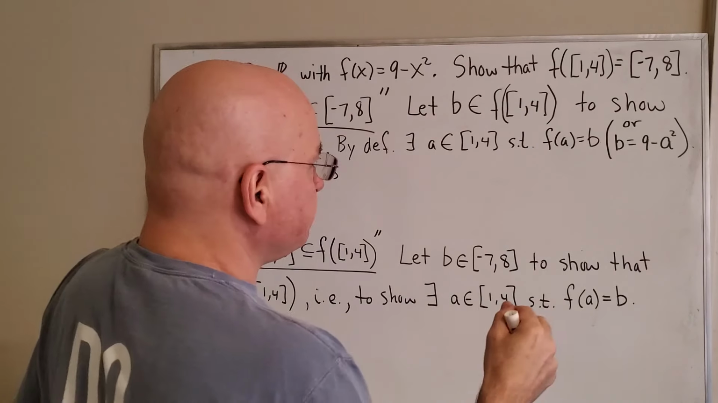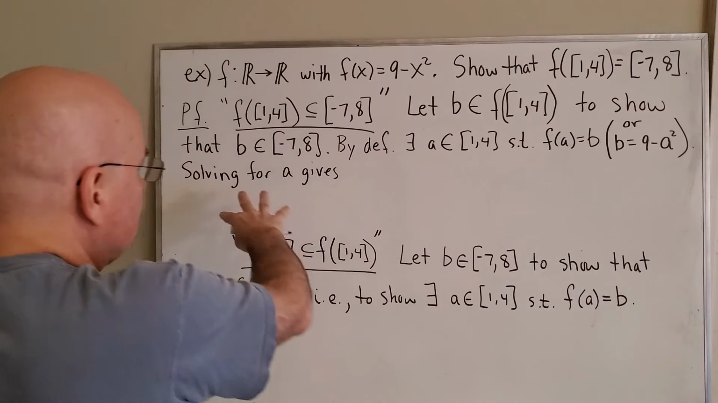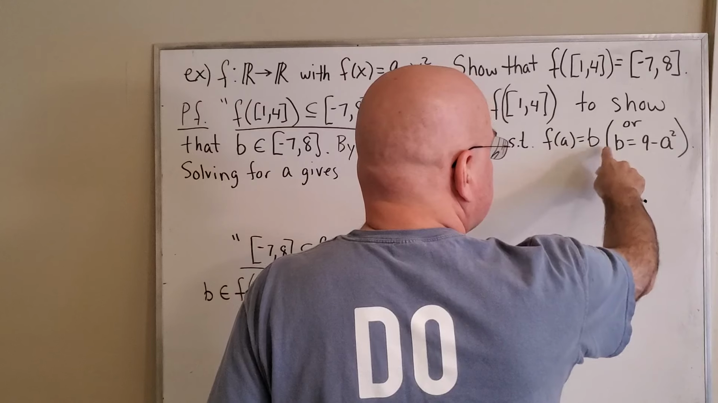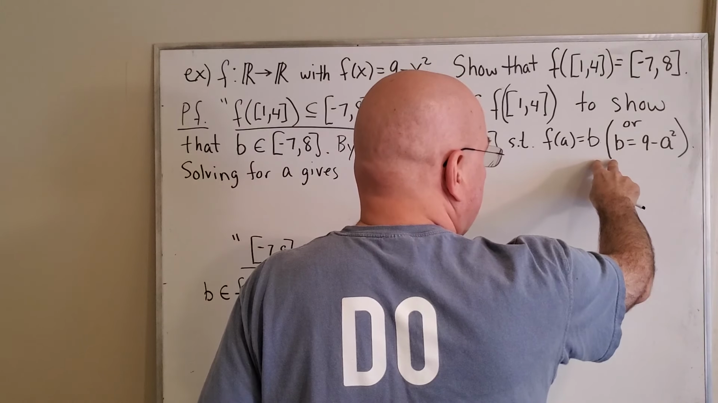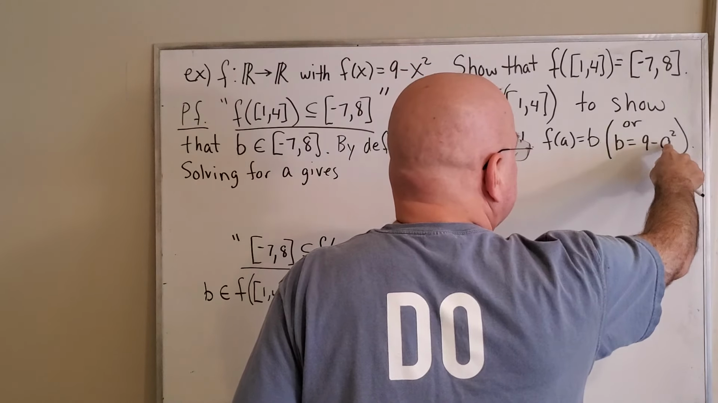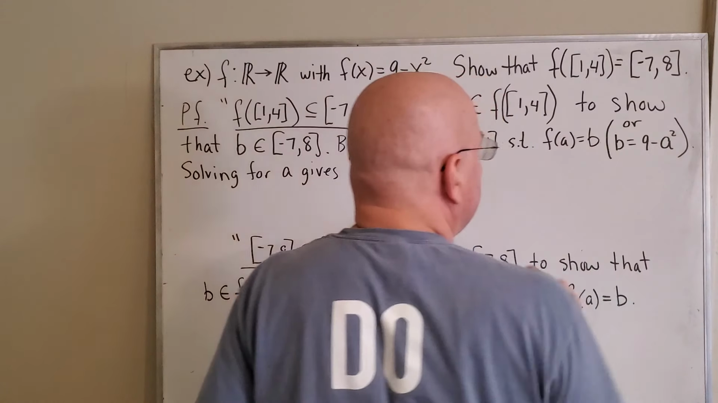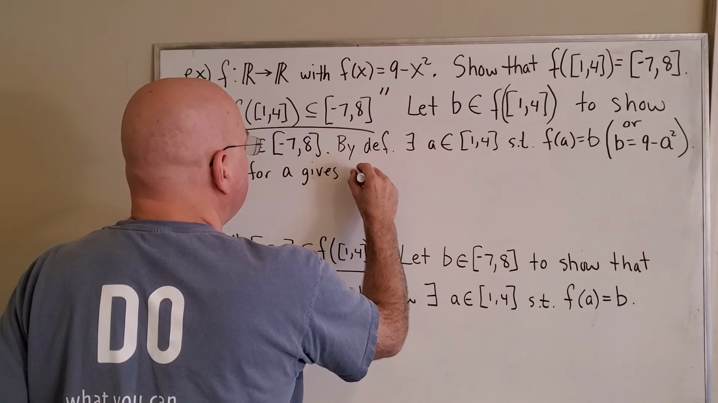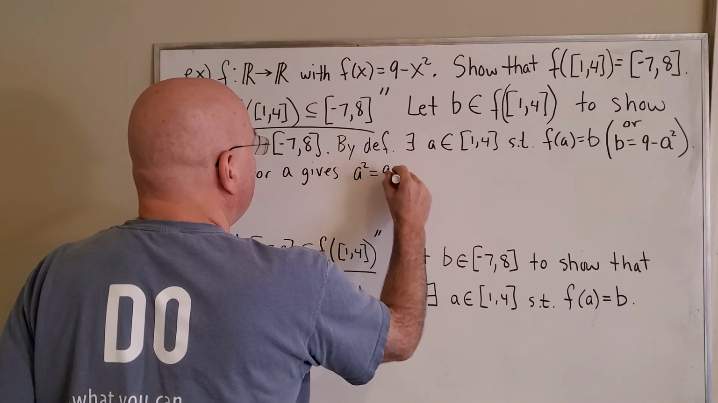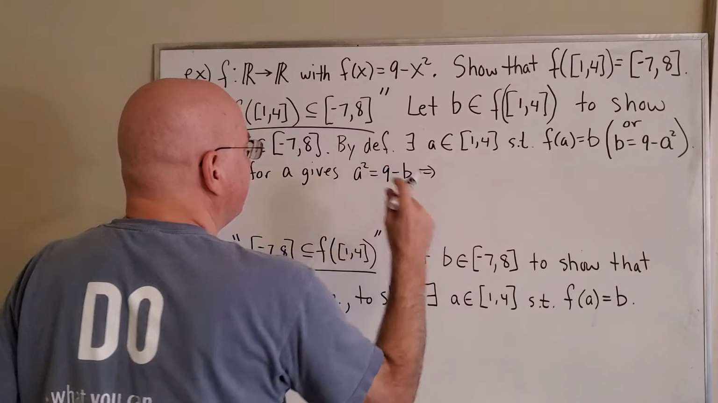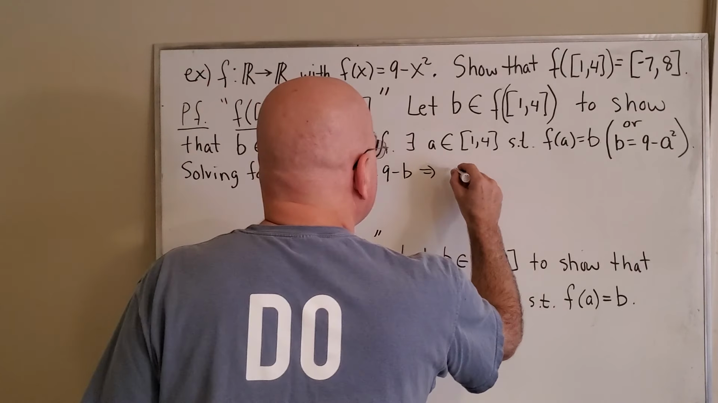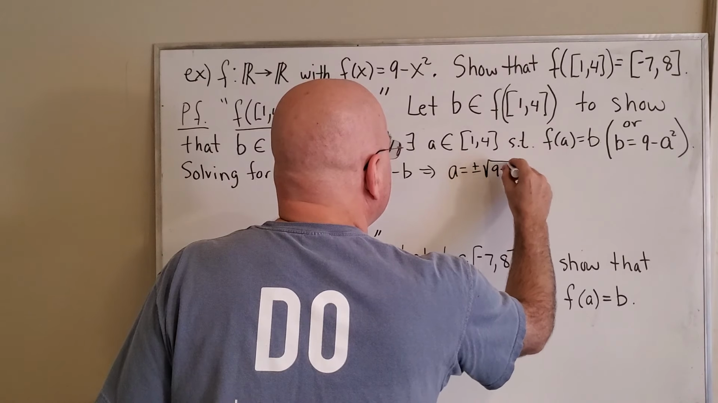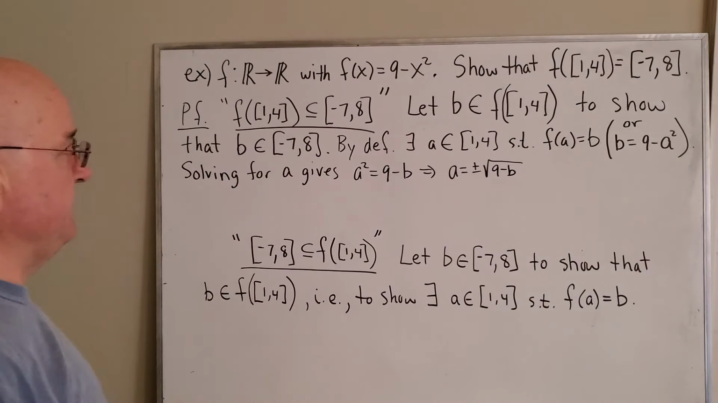I'm going to do it in my head because I don't have too much room here. I'm going to add a squared to both sides to get it in a positive form, and subtract b. So that would give me a squared equals 9 minus b. Then simplifying one more time, using the square root property, I get a equals plus or minus radical 9 minus b.